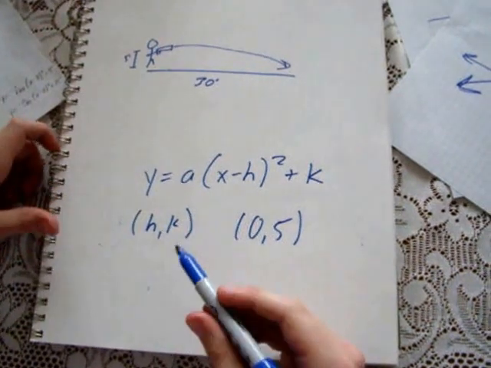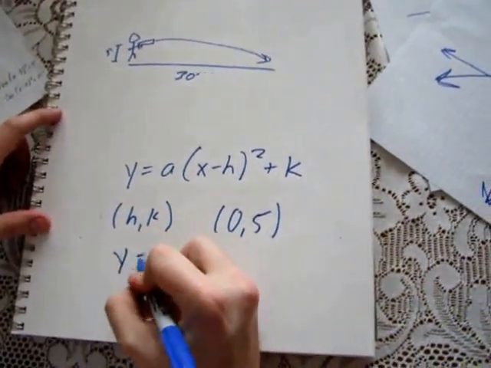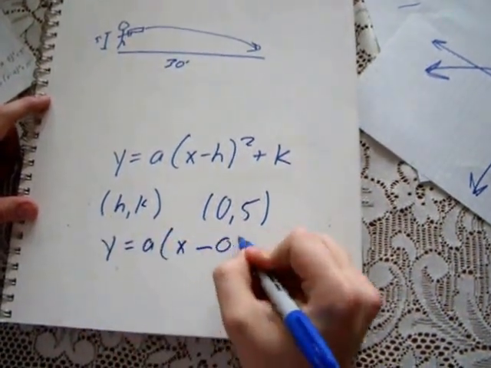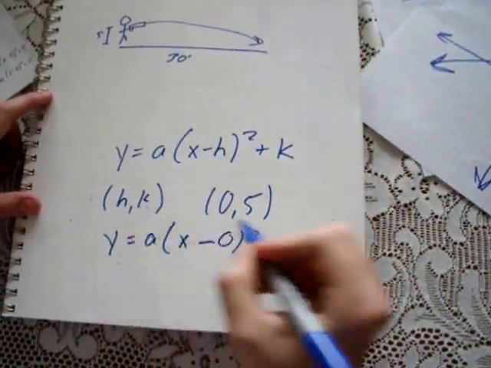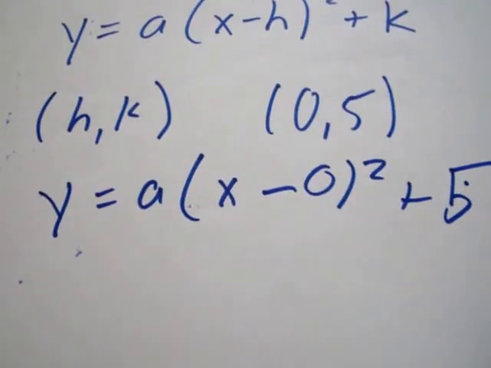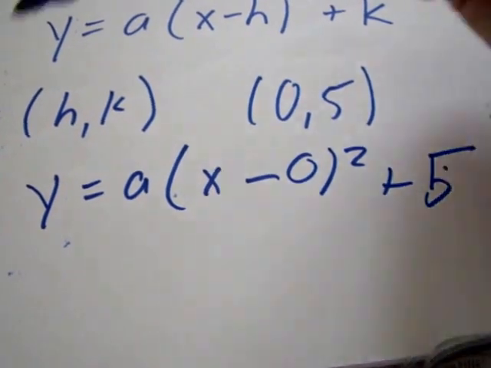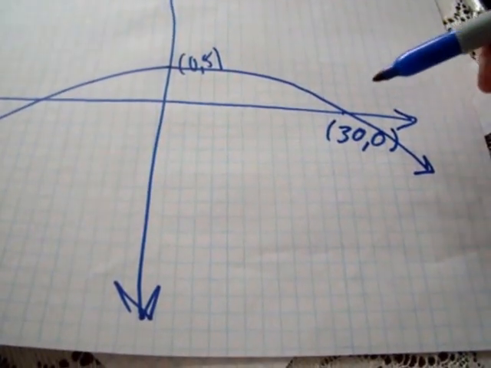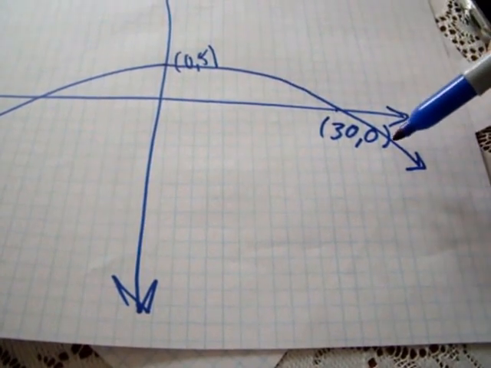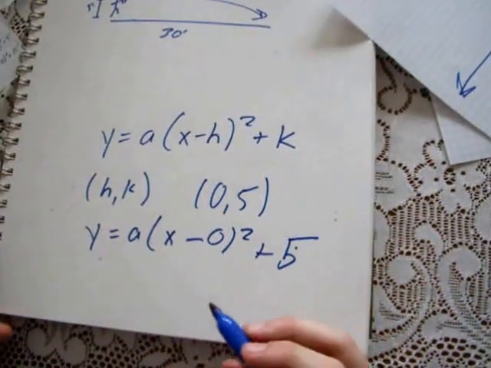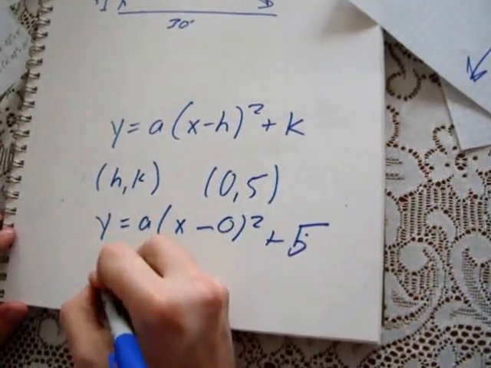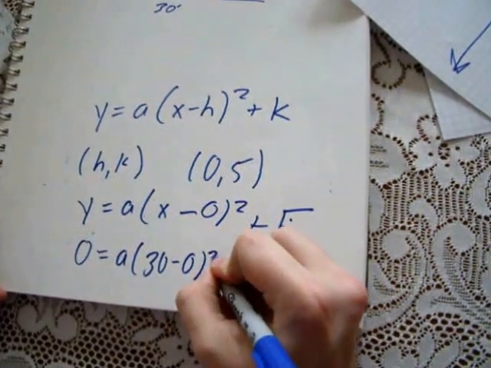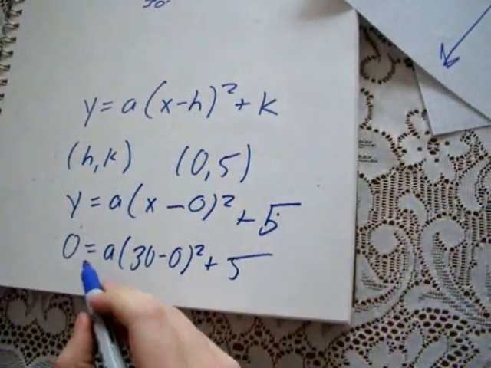We can plug these values into our equation by now saying that y equals a times the quantity x minus 0, our h, all squared, plus 5, our k. In order to solve for a, we're going to need a y value and an x value, which we can get from our parabola. We can use the point where the bullet hits the ground at (30, 0), plugging in 30 as our x value. Now the equation looks something like this: 0 equals a times the quantity 30 minus 0, squared, plus 5. Now we can solve for a.